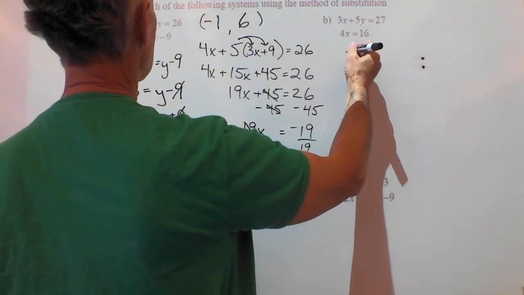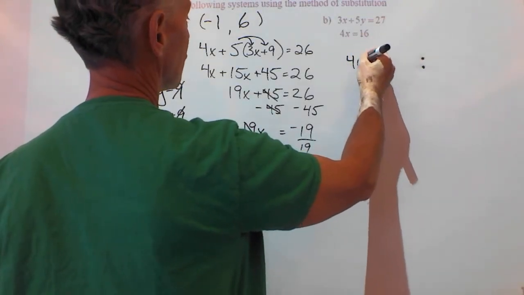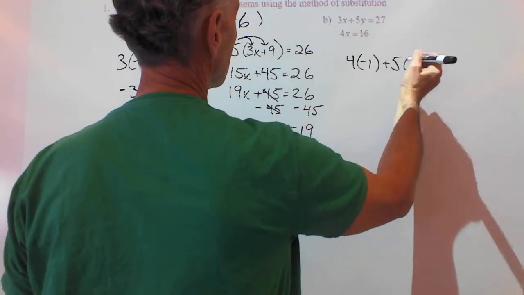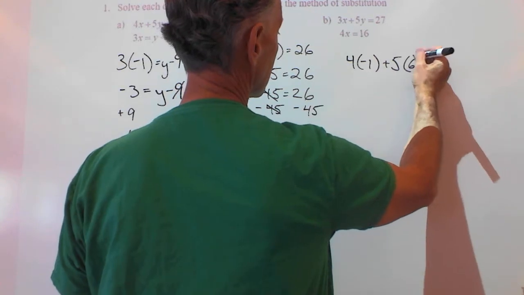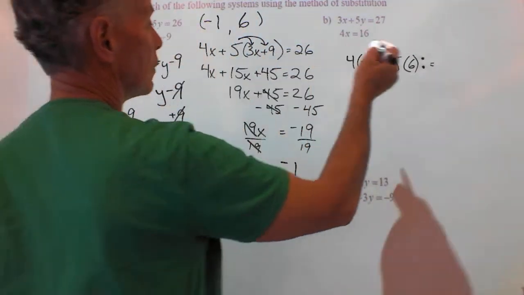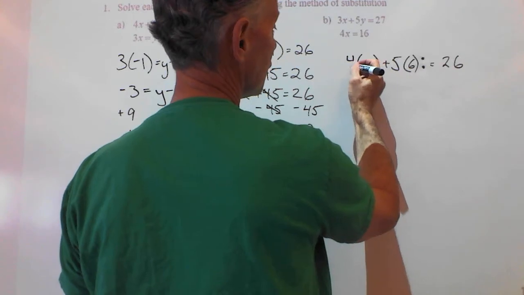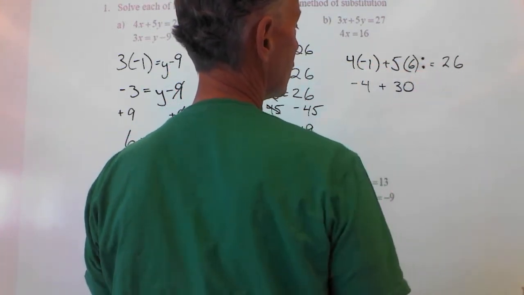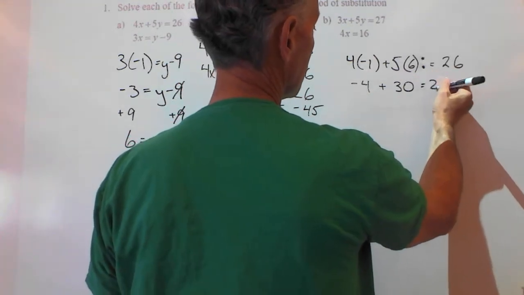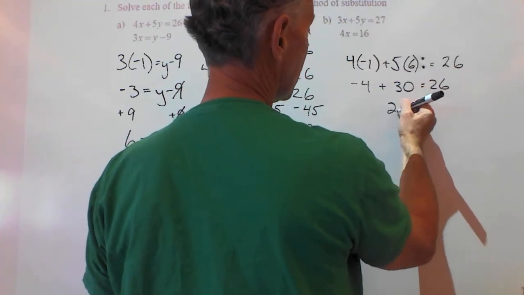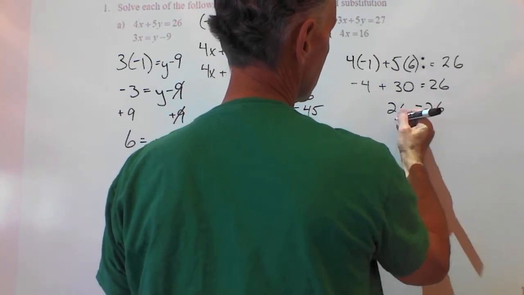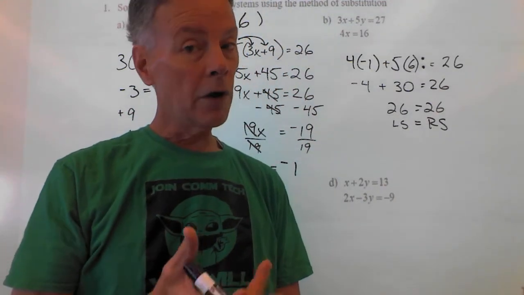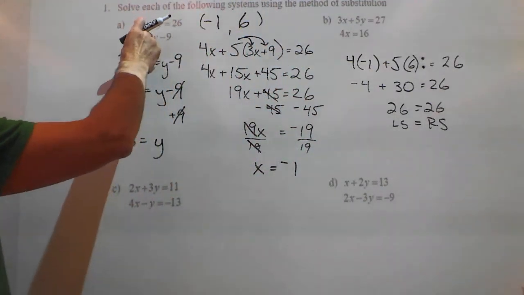So for our first equation, 4x becomes 4 times negative 1. 5y becomes 5 times positive 6 equals 26. Simplify. 4 times negative 1 is negative 4. 5 times 6 is 30 equals 26. And negative 4 plus 30 is 26. Left side equals right side. So it looks good, but we're not done. We have to also check this other equation.